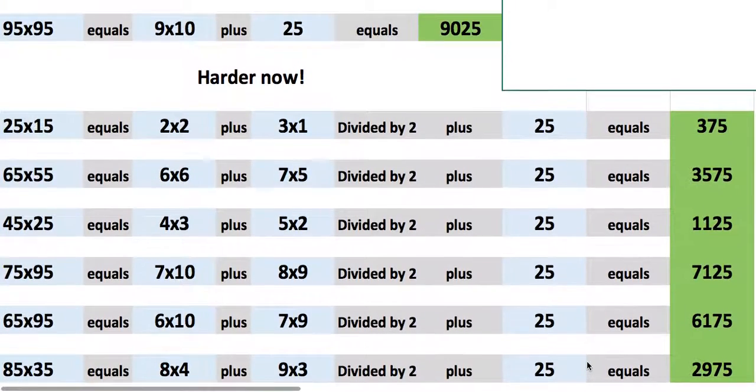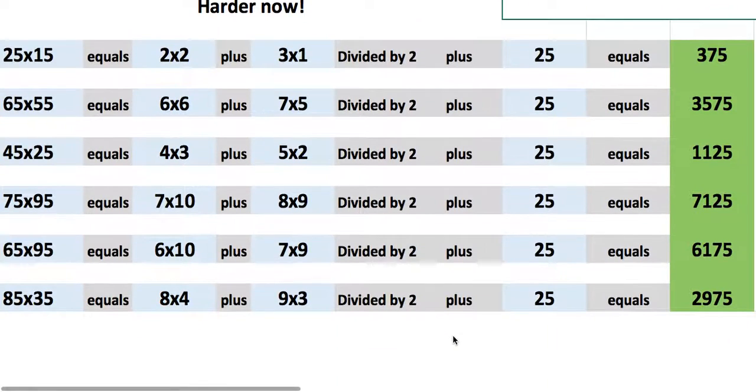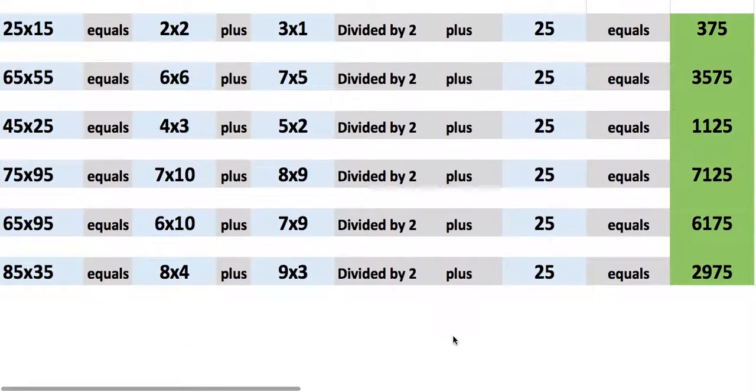And then the last one, 85 times 35. 8 times 1 more, which is 9, and 9 times 3 is 27. So 8 times 4 is 32, and 9 times 3 is 27. So 32 plus 27 is 59, divided by 2 is 29.5. Add the 25, 29.75. So that's basically it.